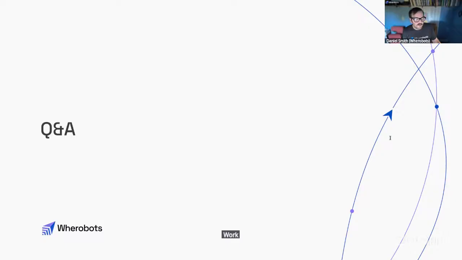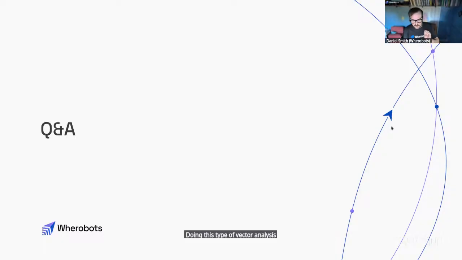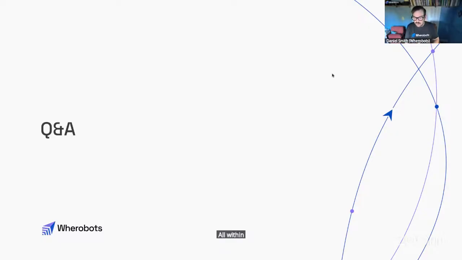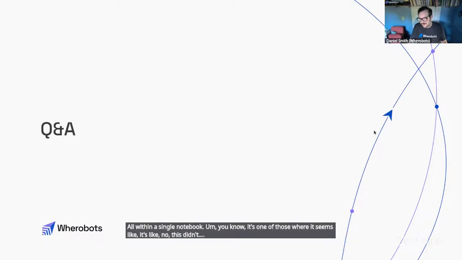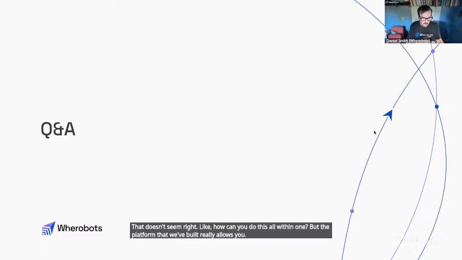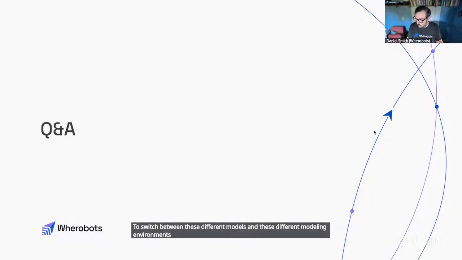Additionally, I think it's important to communicate the ease at which you can work with all of these different tools in one place. There's not a lot of ways that you can go from doing this type of vector analysis directly into machine learning, directly into additional downstream vector analysis, like filtering those bounding box results, all within a single notebook. It seems like, no, that doesn't seem right. How can you do this all within one? But the platform that we've built really allows you to switch between these different models and modeling environments seamlessly. You can really do it all within the one platform.